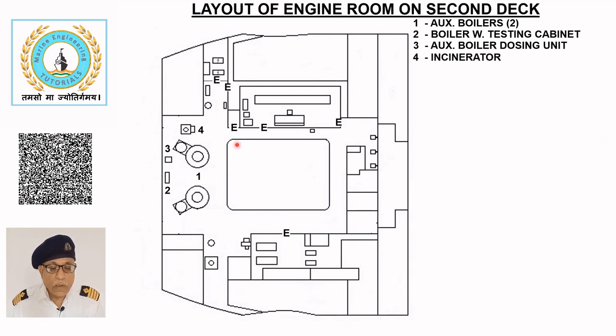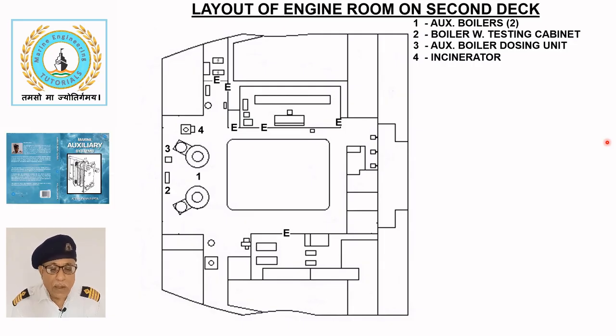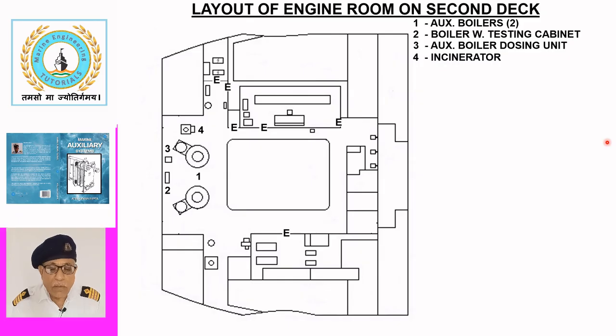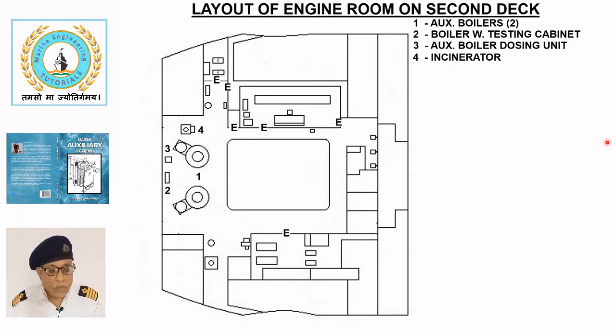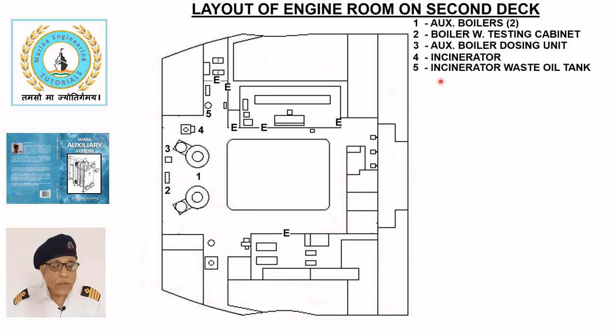Incinerator. The incinerator 4 is a pollution prevention device used to burn garbage, waste oil, and sludge separated by purifiers. Incinerator waste oil tank. The incinerator waste oil tank 5 receives waste oil transferred by the sludge pump. The tank is equipped with a heating coil and an extraction fan to evaporate water associated with the sludge and waste oil.